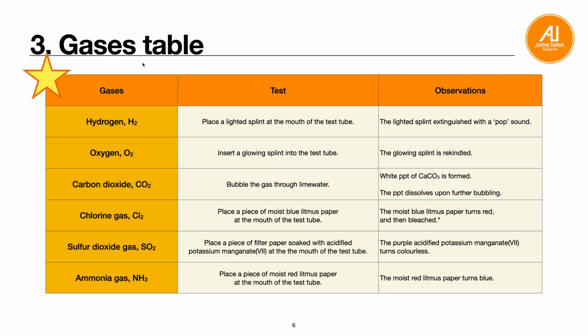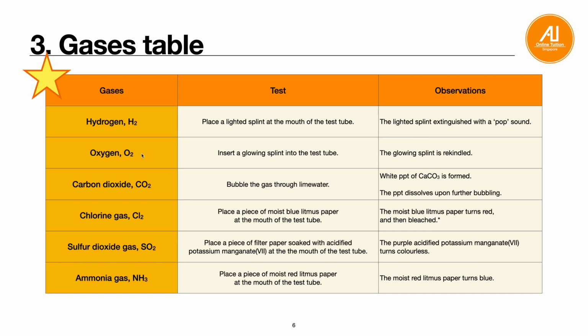Doing gases table. So in your syllabus, basically there are 6 gases. So let's look at the first one, hydrogen gas. So how do you test for hydrogen gas? You'll use a lighted splint. Okay, so observation, there are 3 keywords. Okay, the lighted splint will extinguish, and then with a pop sound. Extinguish with a pop sound together with lighted splint. These are the 3 keywords. Okay, the pop sound, take note.